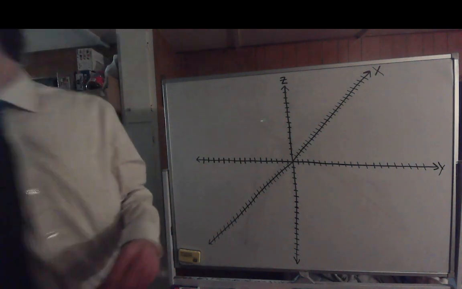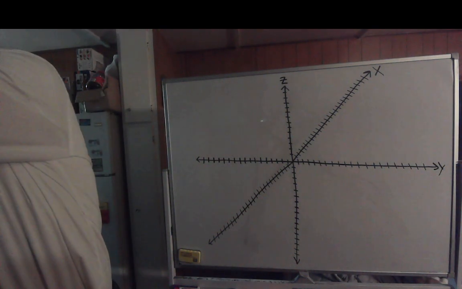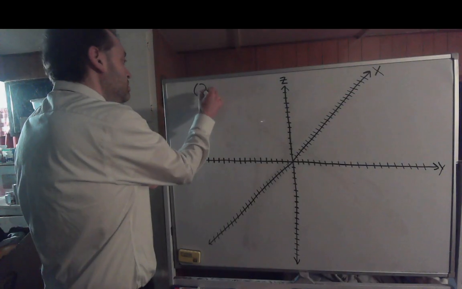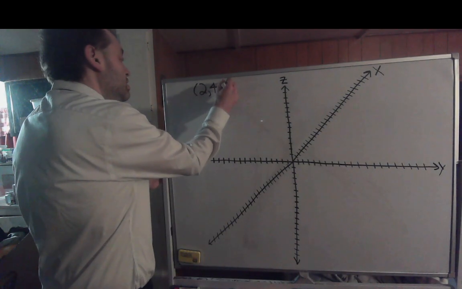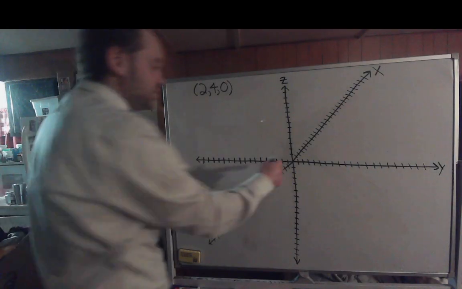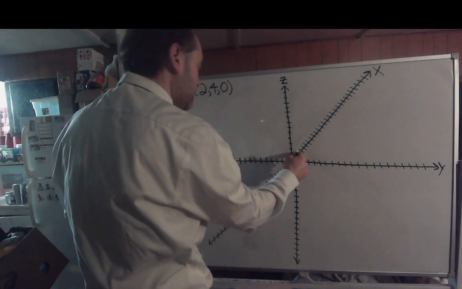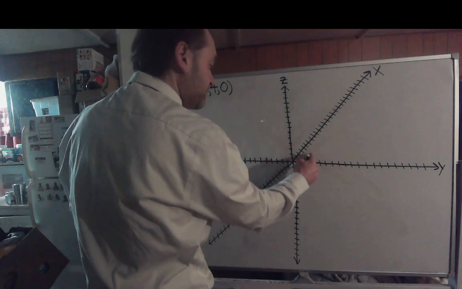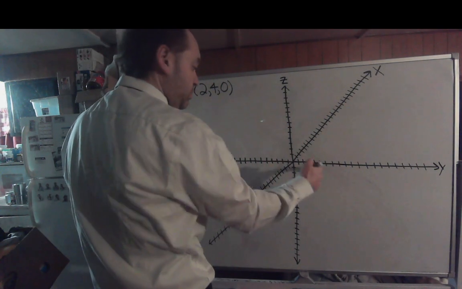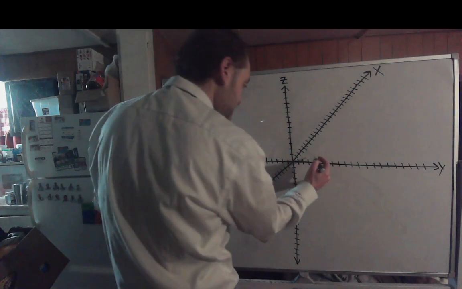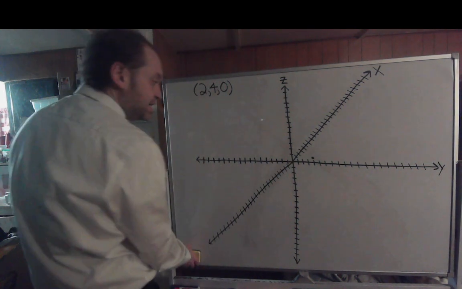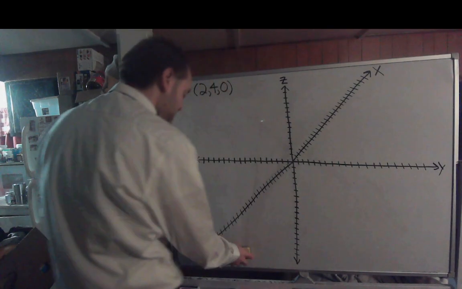Let's say we had the point (2, 4, 0). Of course, this ordered triple tells you you're going to be positive 2 on the x-axis, which would be right here, then over 4 on the y-axis, and then 0 on the z-axis, which would put you right about there. I know it looks like it's on the z-axis, but it's not.